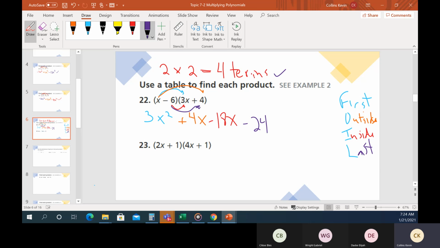So we said we'd have four terms. So we do. Okay. We have an x squared. We have a number. And then we have the two guys in the middle that are both x's that we can combine. So final answer here, you just bring the 3x squared along. Put these two guys together, so I have minus 18 plus 4, that's going to be minus 14x, and then just bring the minus 24 along. That's it.